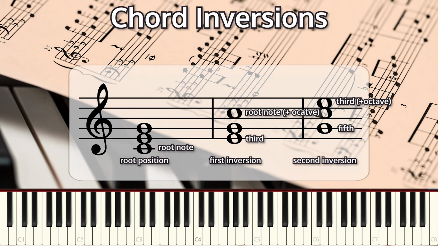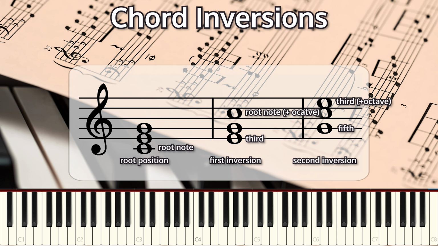Finding the inversions of a chord is relatively straightforward. The root position is the chord's natural form. In the first inversion, the third becomes the lowest note. To achieve this, move the root up an octave. For the second inversion, move the third up an octave, making the fifth the lowest note.